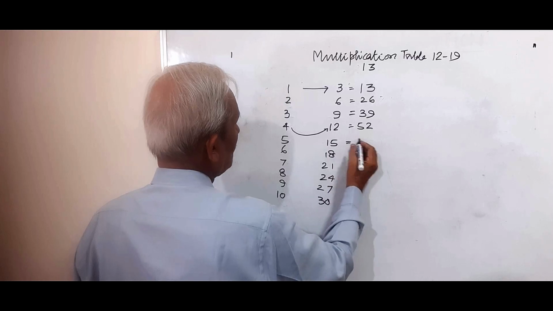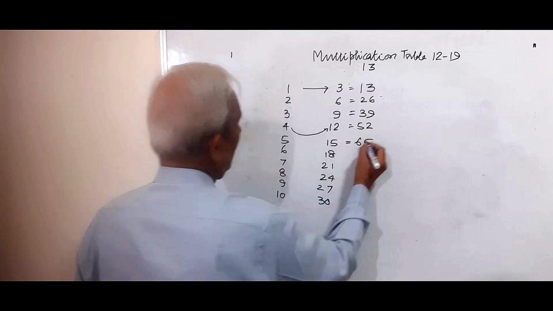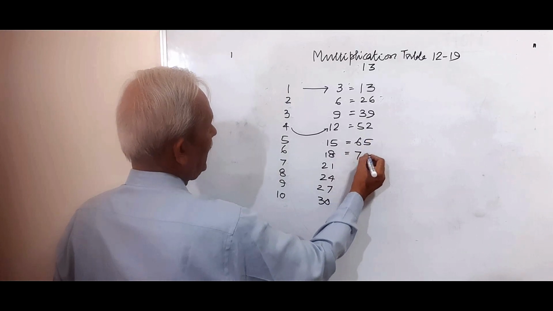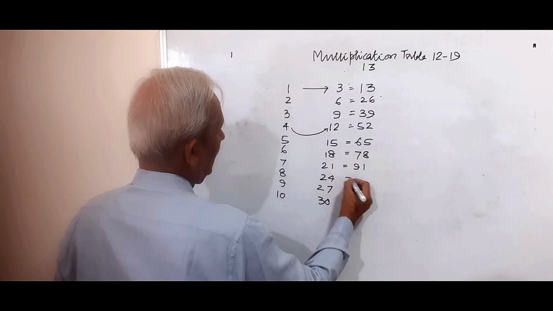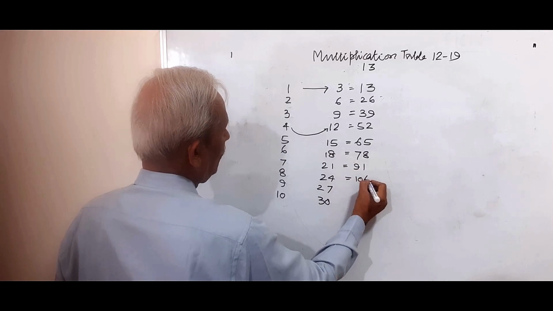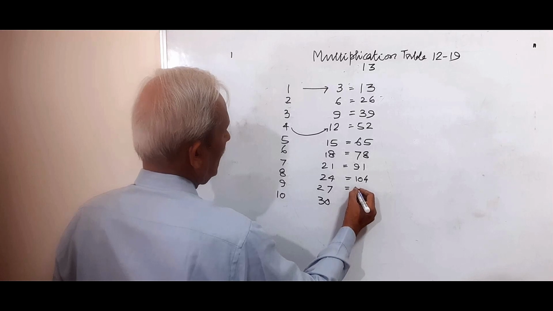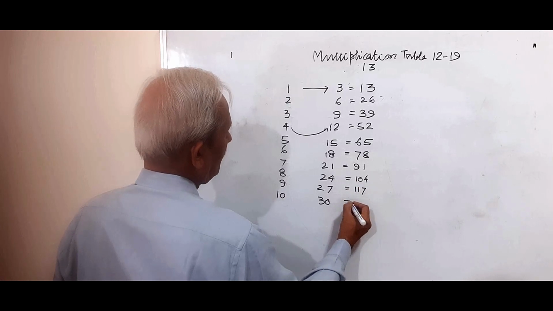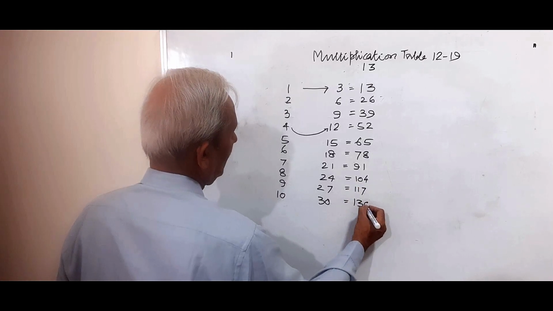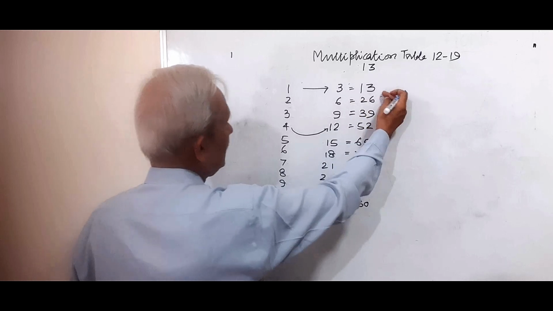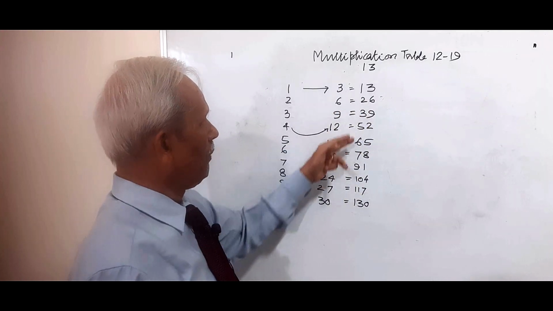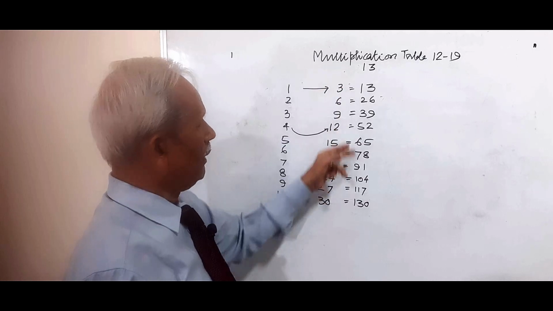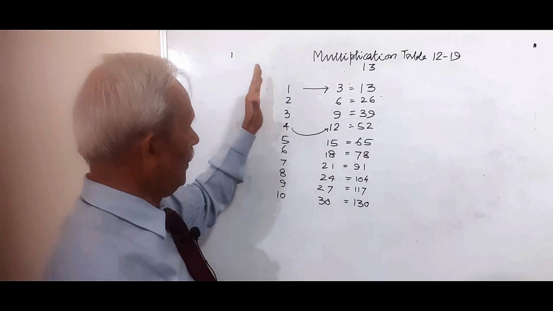52, 5 plus 1 is 6, 65, 6 plus 1 is 7, 78, 7 plus 2 is 9, 91, 8 plus 2 is 10, 104, 9 plus 2 is 11, 117, 10 plus 3 is 13, 130. See, we have done 13 ones are 13, 13 twos are 26, 13 threes are 39, 13 fours are 52, 13 fives are 65, like this, all of that.